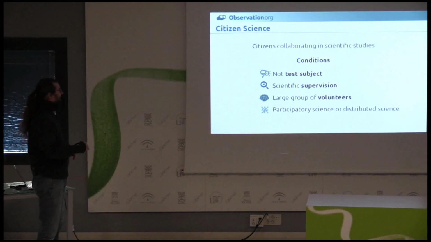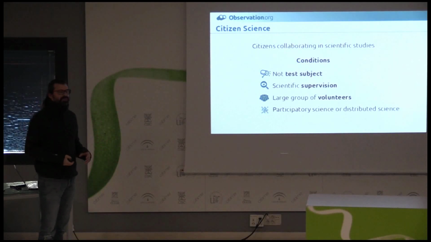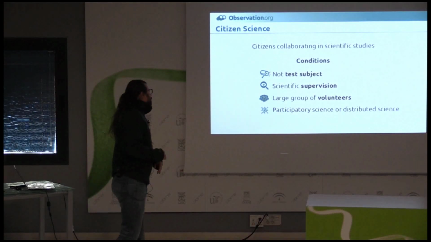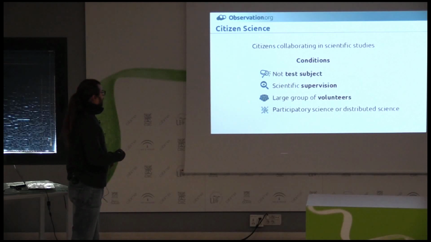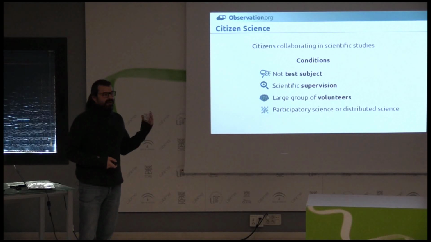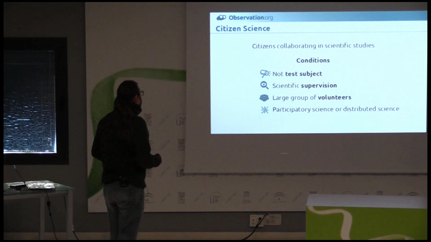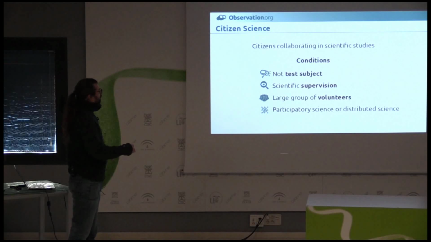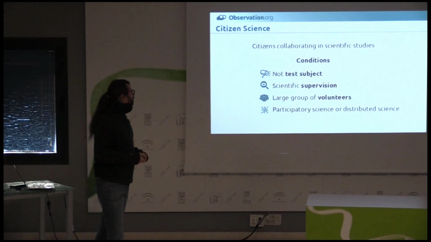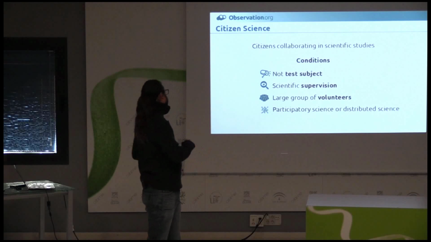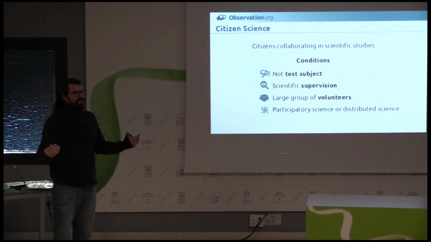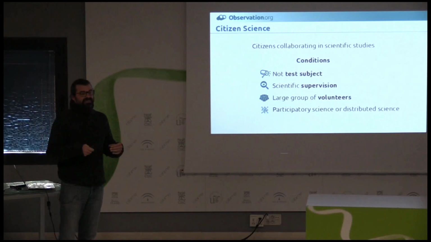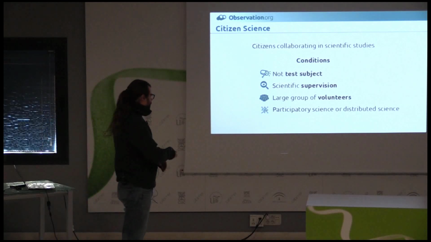Usually, we will need a large group of volunteers. This is something we will try to explain later with some examples, but basically, the large quantity of people is the power of citizen science. Also, the key to the success of a citizen science project is that usually we have participatory science between scientists and citizens, or we have distributed science. We will explain this later.